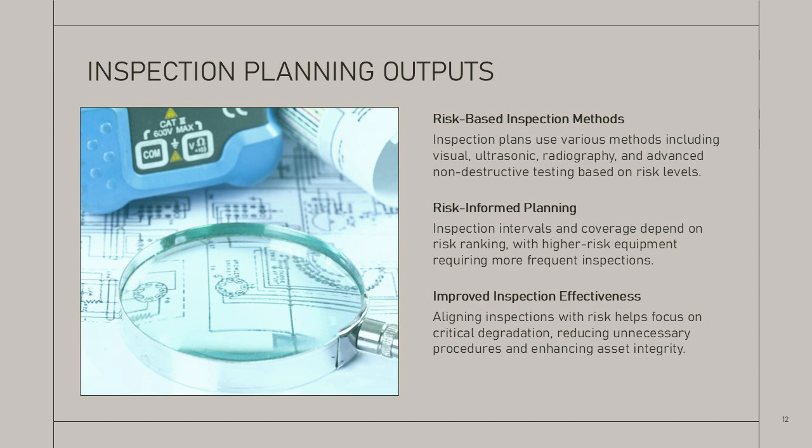RBI outputs may also include recommendations for monitoring, maintenance, or risk mitigation actions. By aligning inspection activities with risk, organizations can reduce unnecessary inspections, focus on critical degradation mechanisms, and improve the overall effectiveness of their inspection programs. This structured output supports long-term asset integrity and operational excellence.